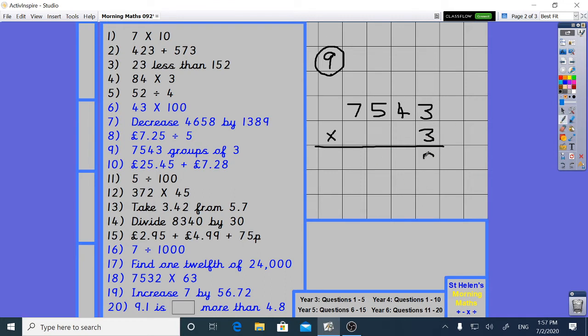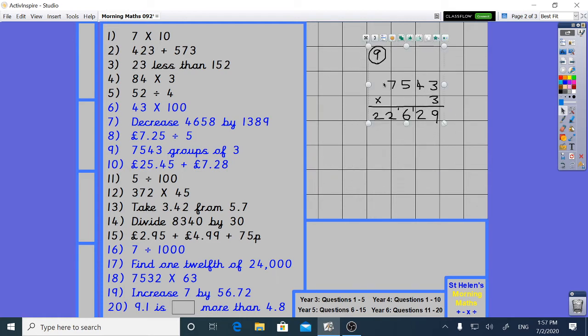3 times 3 is 9. 3 times 4 is 12. Like this. 3 times 5 is 15, plus 1 is 16. 3 times 7 is 21, plus 1, 22. So, I think it's 22,629. I'm going to make that small, move it out the way, and I'm going to do this with grid method.